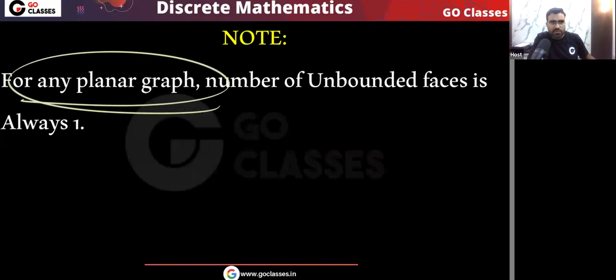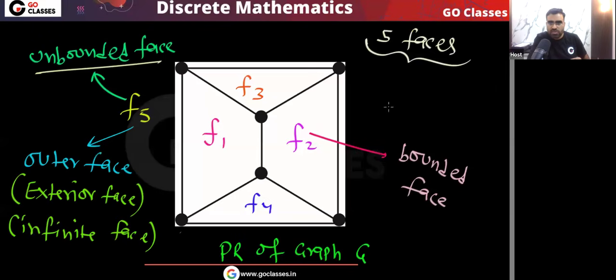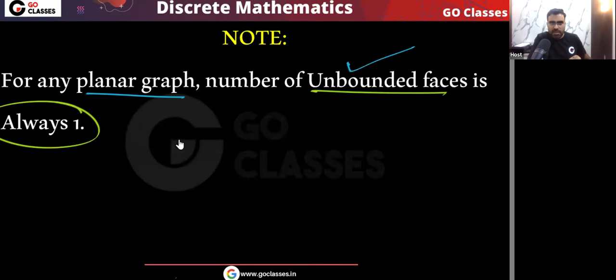For any planar graph, the number of unbounded faces will always be one. Not more than one, not less than one. I told you what an unbounded face is. You can see this outside face, this is the unbounded face. So remember, in any planar graph, the number of unbounded faces is always one.